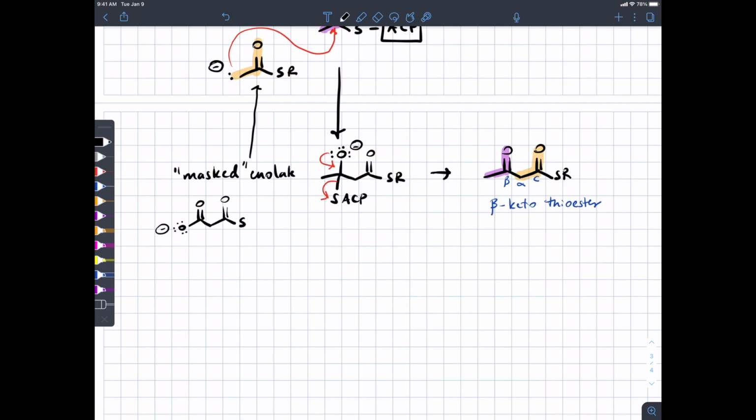So enter this molecule, malonyl-CoA. Nature actually makes this from acetyl-CoA and carbon dioxide, though the carbon dioxide won't end up in our product. And we won't worry about the making of malonyl-CoA starting with acetyl-CoA and CO2.